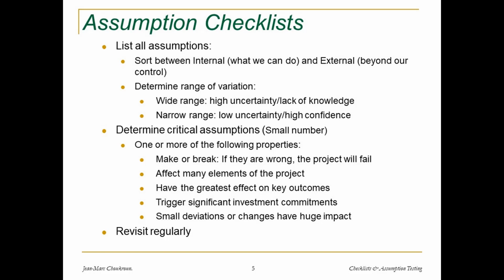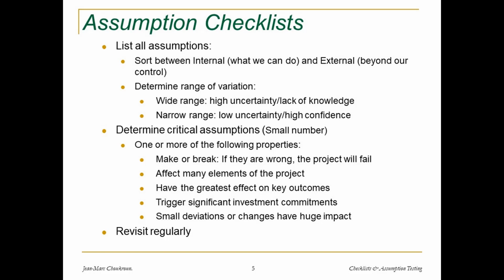Number 2, an assumption that affects many elements of the project, meaning that again, if it's wrong or if it needs to be changed, many things that have already been done will have to be redone. Third are the assumptions that have the greatest effect on key outcomes. Again, if it's wrong or if it needs to be changed, the outcome may be quite different. Fourth are assumptions that trigger significant investment commitment, significant financial decisions. We may have to launch an expensive survey or build a new facility or what have you. And then the fifth are the assumptions where a small deviation or a small change can have huge impact.